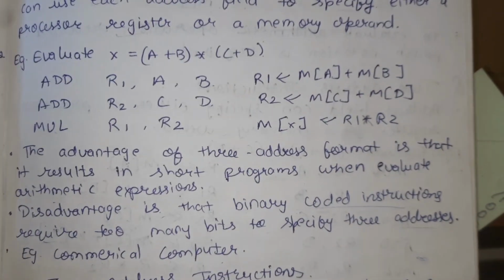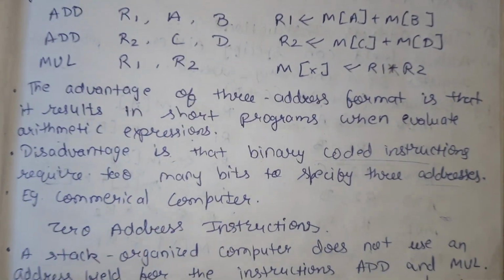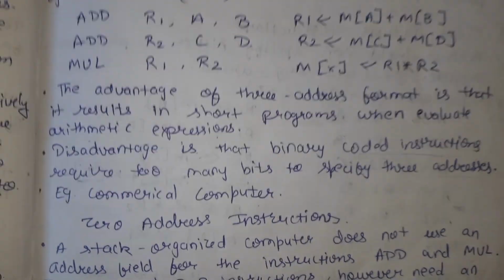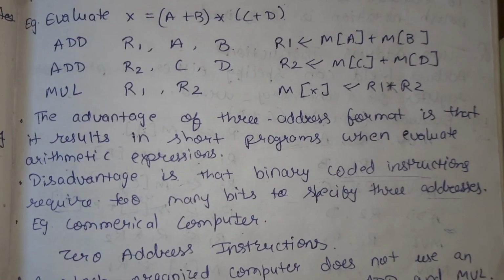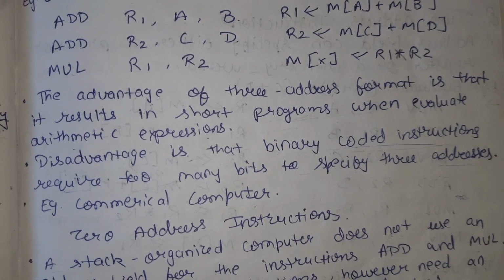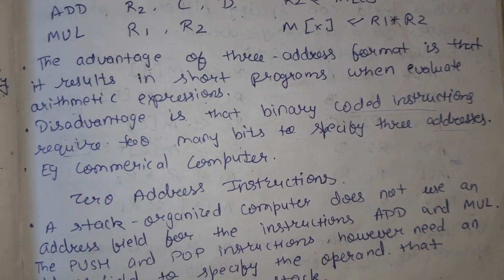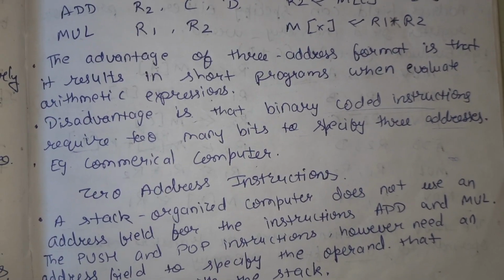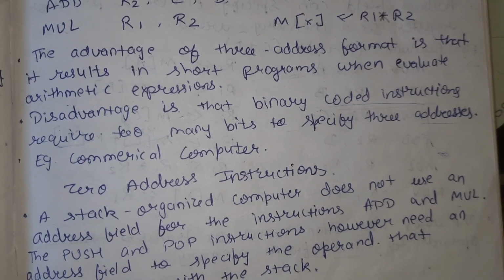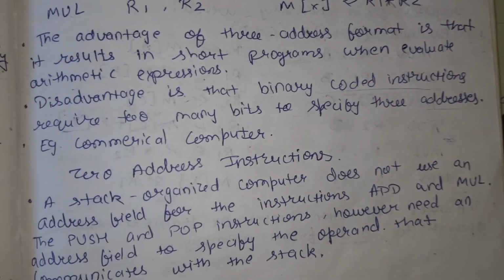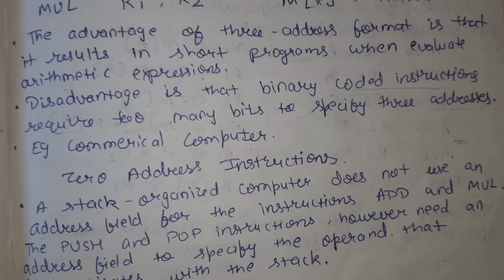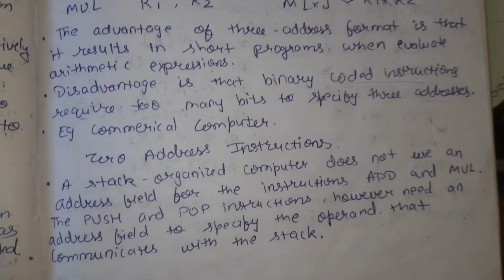The advantage of 3 address instruction is that it results in short programs when evaluating arithmetic expressions. The disadvantage is that binary coded instructions require too many bits to specify 3 addresses. For example, commercial computers. Now 0 address instruction.